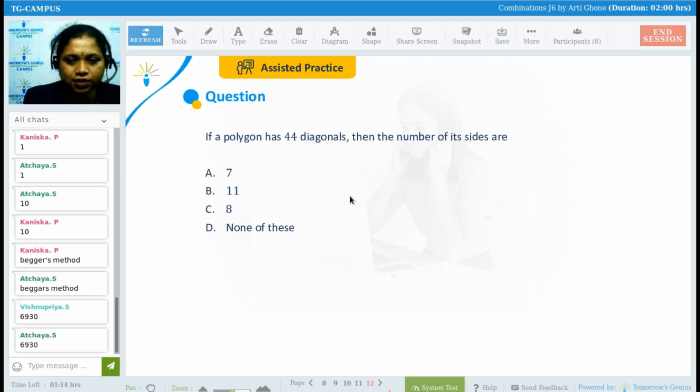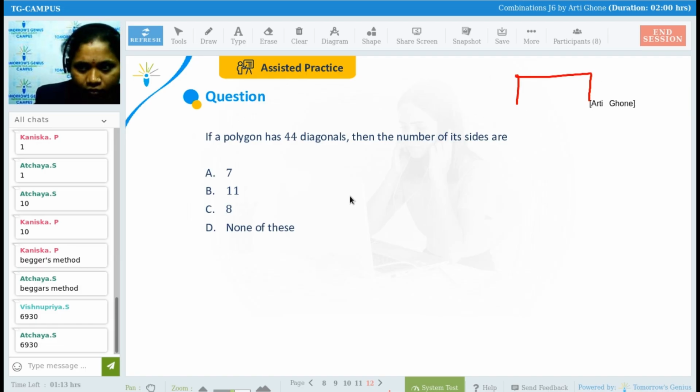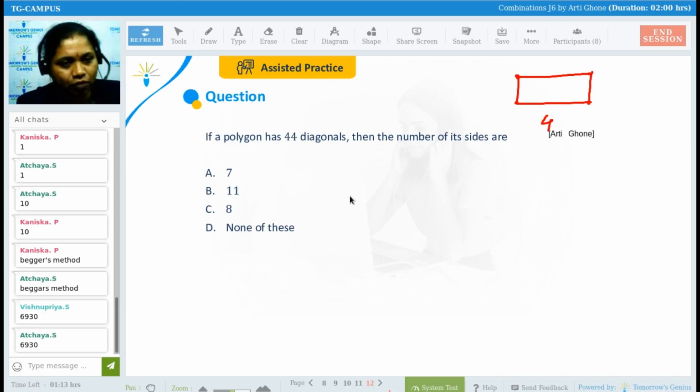If a polygon has 44 diagonals, then the number of its sides are. Now the question is very simple, but let's take an example practically first. If it is a polygon of 4 sides, when will the diagonal form? A polygon of 4 points will form its diagonal when we connect any 2 points. So out of 4 points, if I am connecting any 2 points, then that will be either the sides of the polygon or diagonals of the polygon. Agreed? Clear? So it is 4C2.